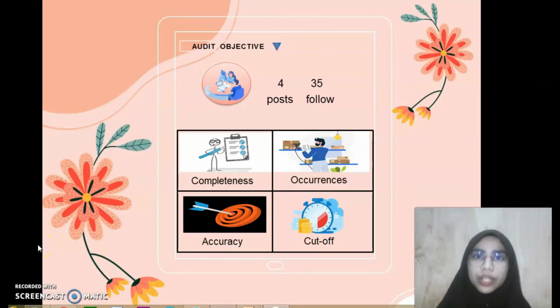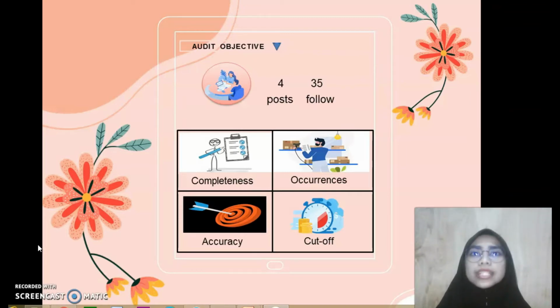Audit objectives. The first audit objective is completeness. Establish a control in recording the sales to make sure that all the transactions are properly recorded. The second one is occurrence, and there are two parts. The first one is to establish a control so that there are no fake sales or overstatements recorded. The second one is to immediately reconcile any differences spotted between the balance recorded by the company and the balance recorded by the customer.